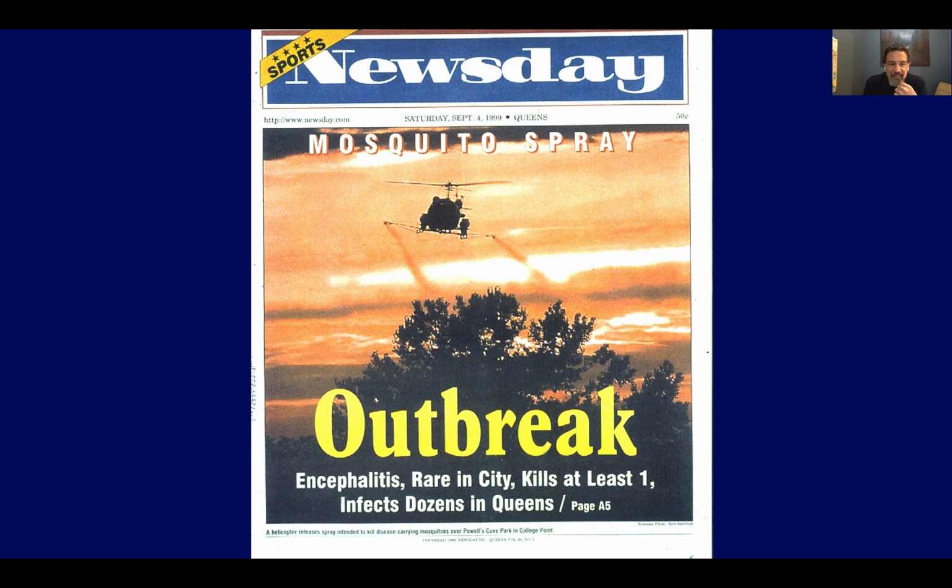And I like this slide in particular for a couple of reasons. The first is that the journalist at Newsday, while this outbreak was happening, was Laurie Garrett, who is the famous author of infectious disease books like The Coming Plague, and she was writing some of the stories about the West Nile outbreak as it was happening for Newsday. But also it has this definition that we've talked about of an outbreak, which is more than what you would expect, built into the headline here. Outbreak, encephalitis, rare in city, kills at least one, infects dozens in Queens.